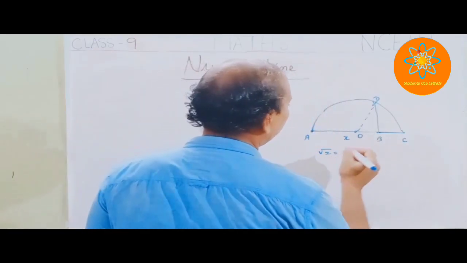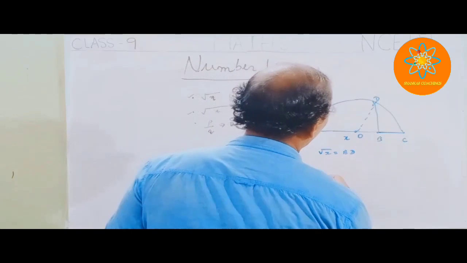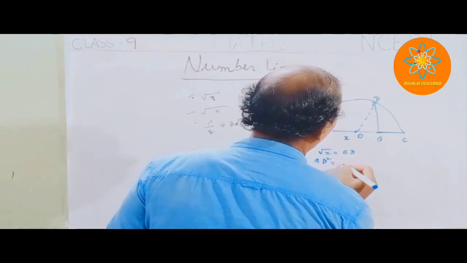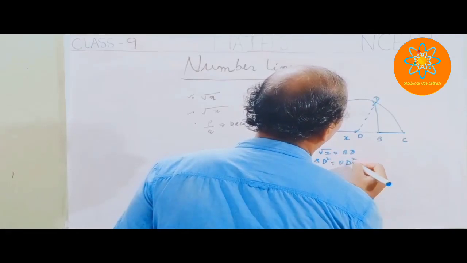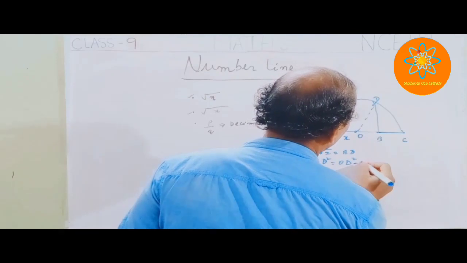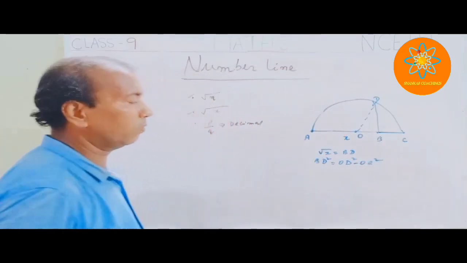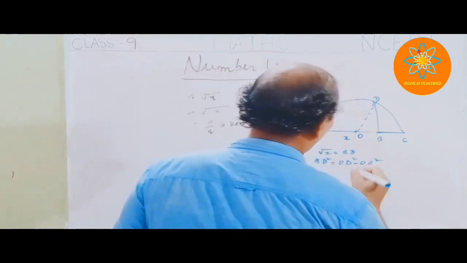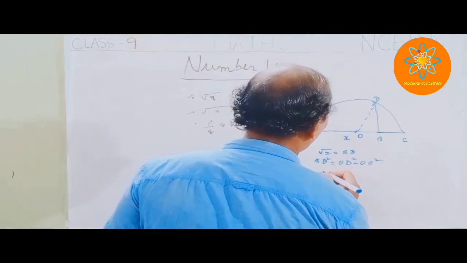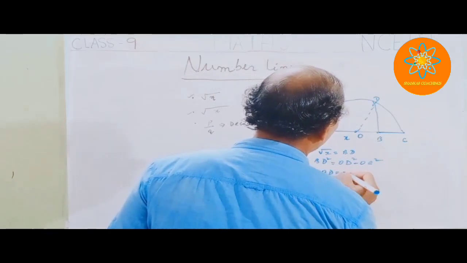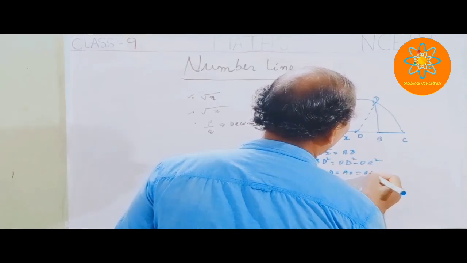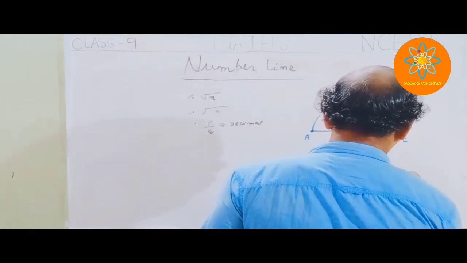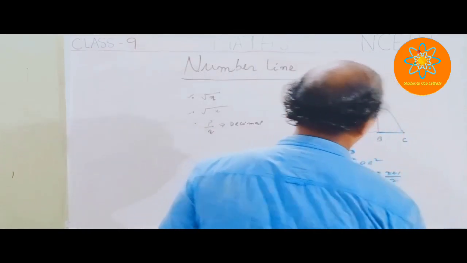So how do we find the value of BD? BD square is equal to OD square minus OB square. What is the value of OD? The value of OD is equal to AO, which is equal to OC, and this is equal to x plus 1 by 2.